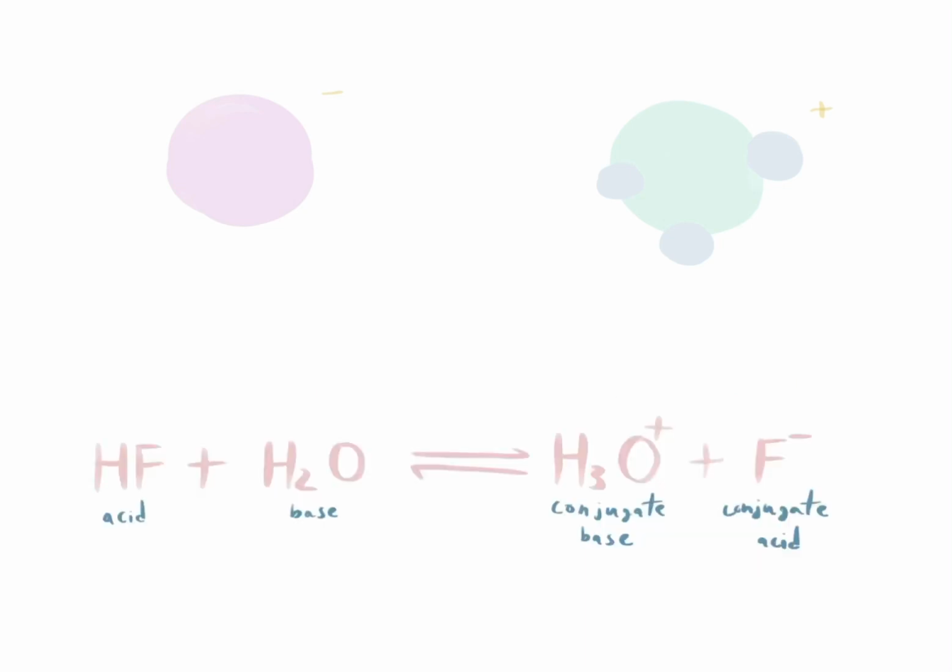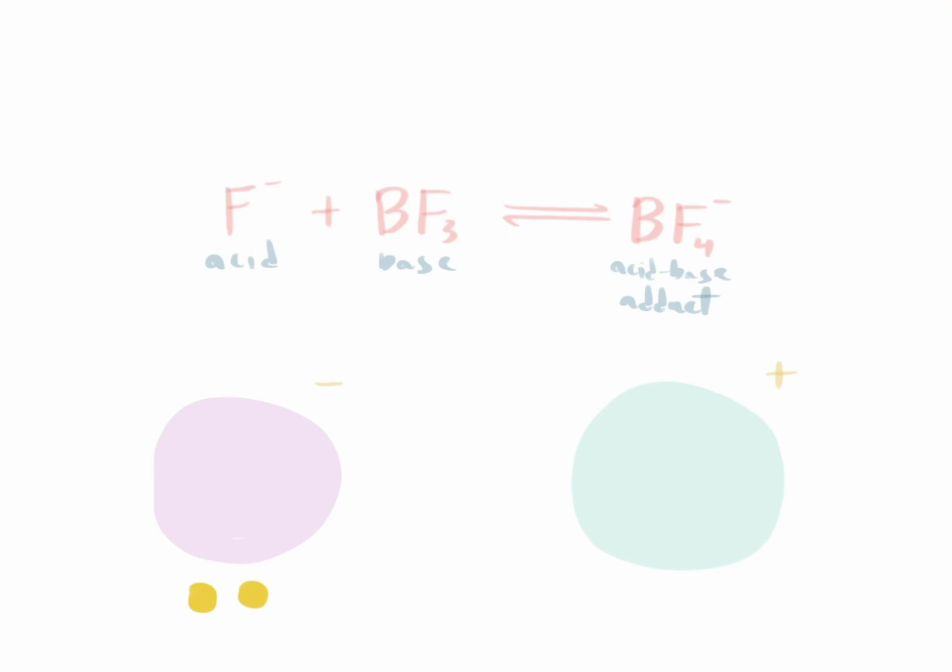of the products. For example, in the reaction between hydrogen fluoride and water, both substances begin neutrally charged. However, the products contain a negatively charged fluoride ion and a positively charged hydronium ion, resulting in an overall neutral charge. Similarly, in the case of the reaction between a fluoride ion and boron trifluoride, the negatively charged fluoride ion reacts with the neutrally charged boron trifluoride to create a negatively charged boron tetrafluoride ion, maintaining the conservation of charge in the reaction.